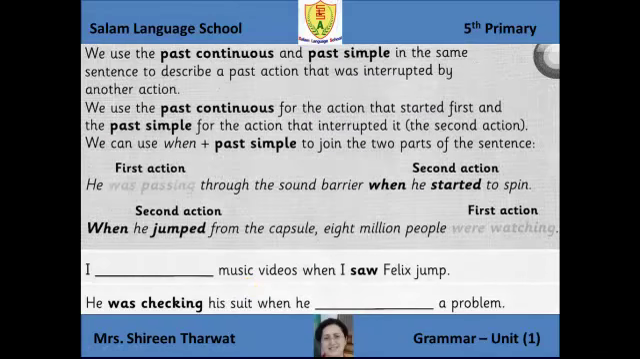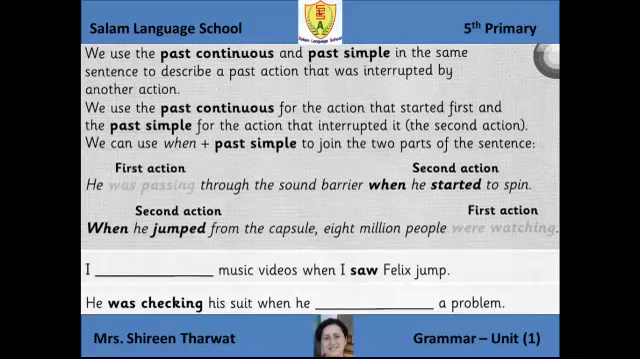We use the past continuous and the past simple in the same sentence to describe the past action that was interrupted by another action. We use the past continuous for the action that started first, and the past simple for the action that interrupted it, or the second action. We can use when plus past simple to join the two parts of the sentence.